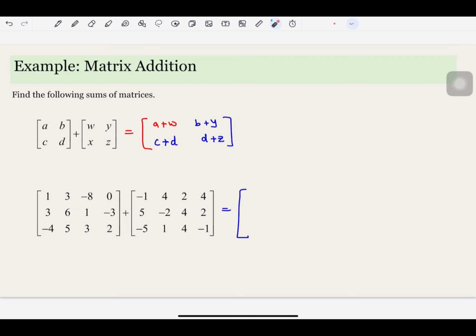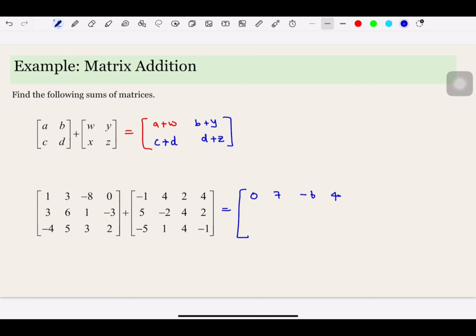Okay, the first element is going to be 1 plus -1, which means it's 0 because 1 and -1 cancel out. So the first entry is going to be 0. Next, let me take 3, and on the other matrix the matching position is 4, so you have to add them together. So 3 plus 4 is 7, and then -8 plus 2 is -6, and then 0 plus 4 is 4.